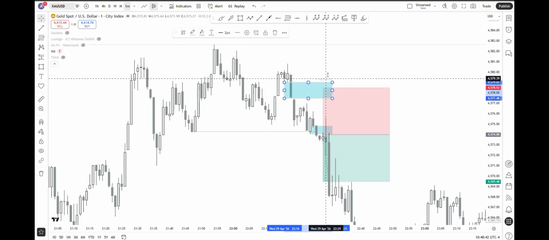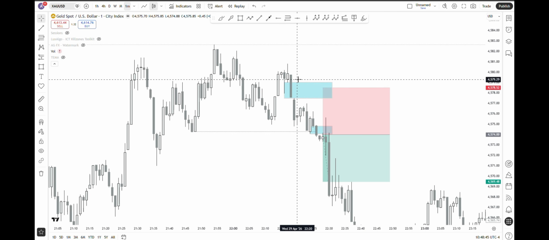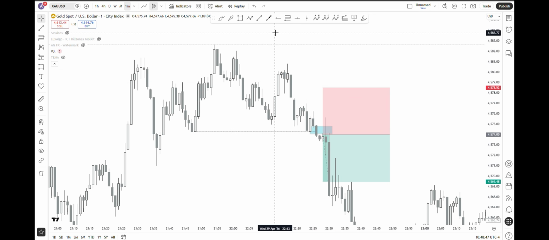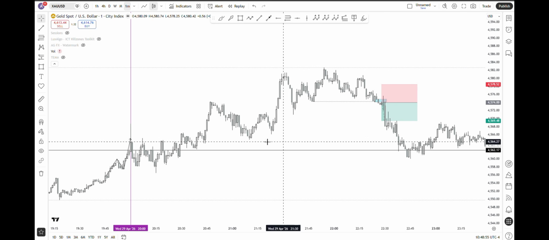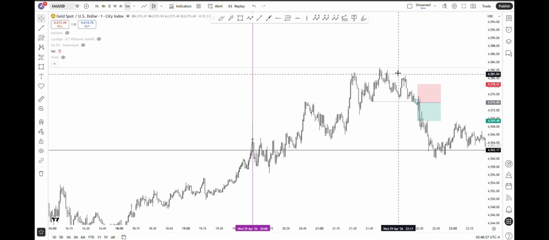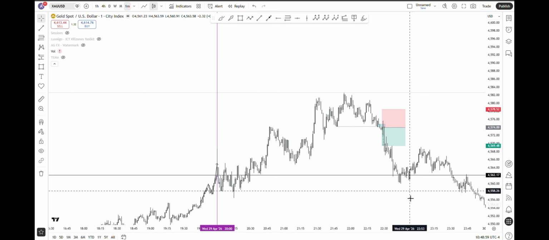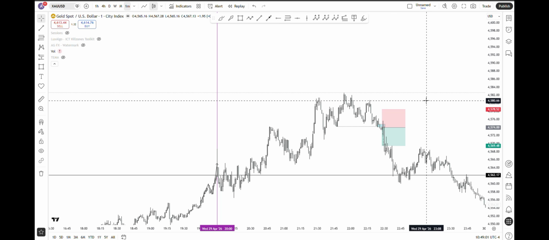Even if there are pending fair value gaps, we are not going to look for an entry from these zones, because the Asian session actually tends to move in one single direction after it takes out a liquidity. So once liquidity has been taken above the previous 4-hour candle, market is directly going to drop from here without giving you an opportunity to enter.